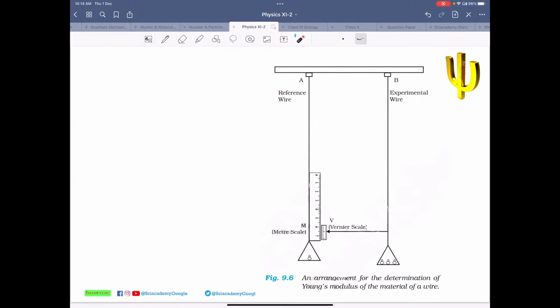In the compensation, if there is an increase in temperature of the wire, it may get elongation. So if there are two wires, one wire is a reference wire, so the corresponding increase in length due to the temperature can be noted, and accordingly the increase in length of the experimental wire can be adjusted, compensated. Okay.